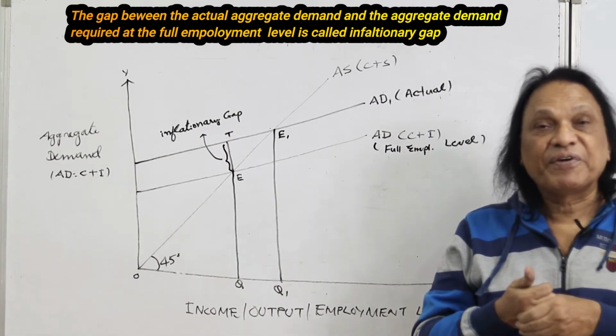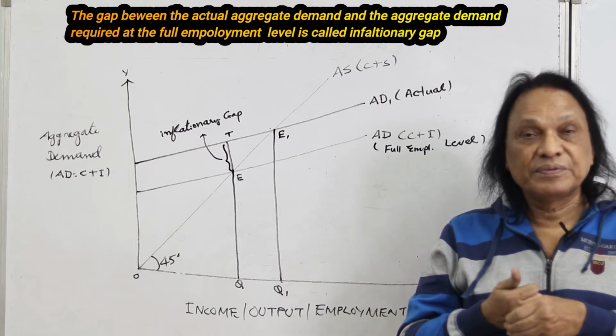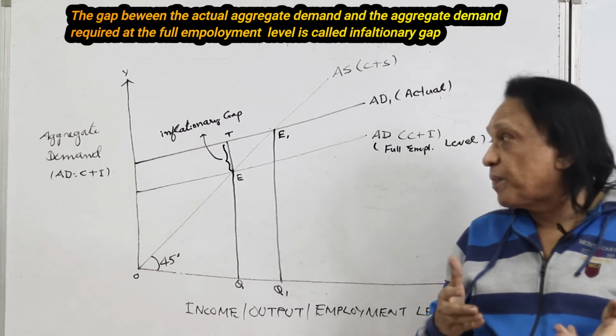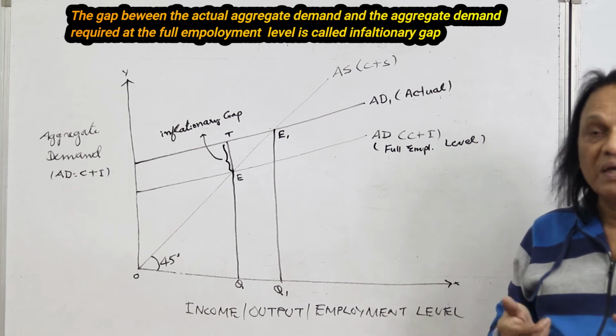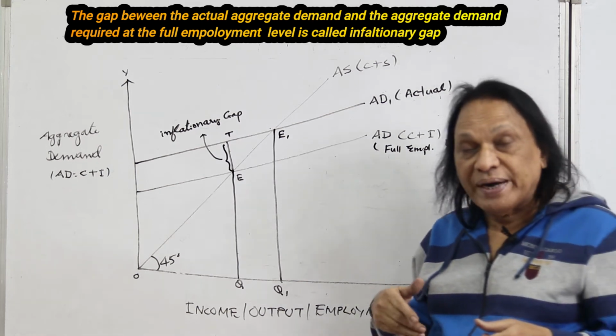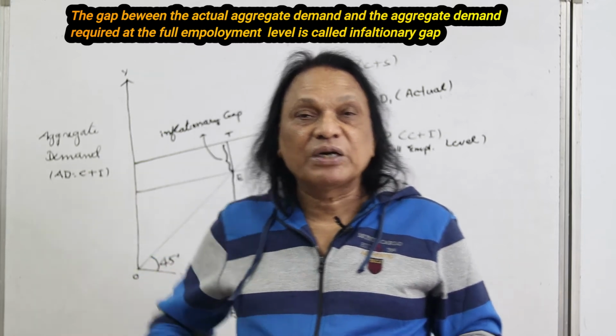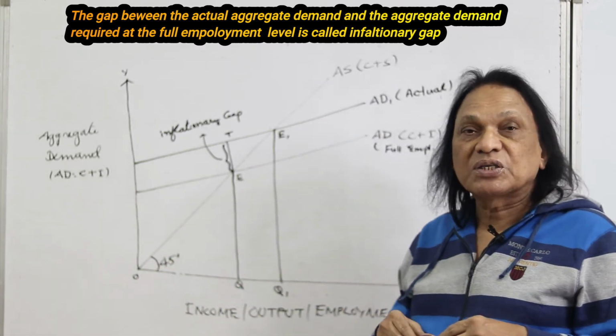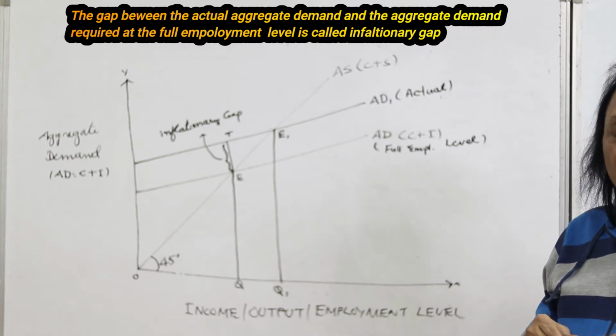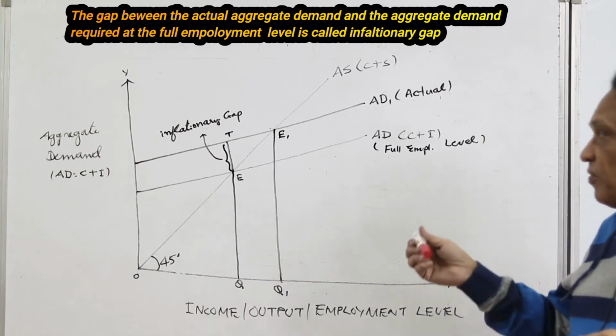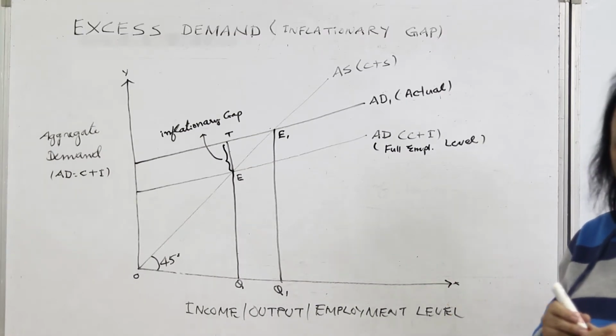I repeat, if aggregate demand is greater than aggregate supply at the full employment level, that situation is called excess demand, and the gap created between the actual aggregate demand and the aggregate demand required at the full employment level is called inflationary gap. Let's present this with the help of a graphical presentation here.